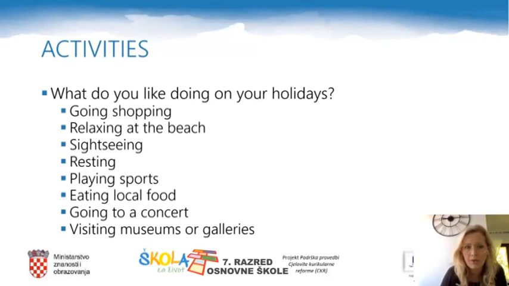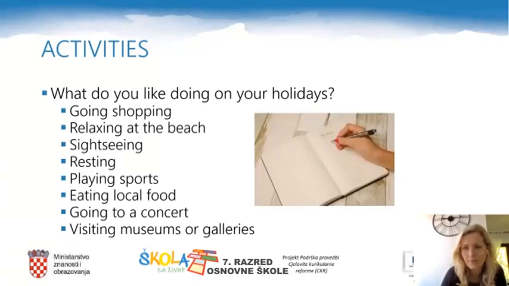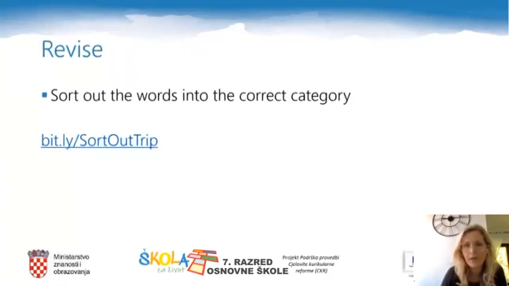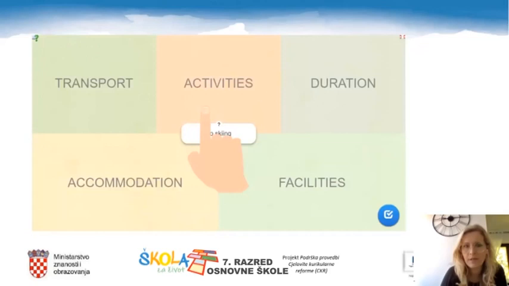You can either order these activities from the one you like best to the one you like the least, or you can make your own list. To practice the vocabulary we have just learned, you're going to do a sort out activity. You can pause the video now and copy the link to your device. In the activity, you have to sort the given words into 5 categories: transport, activities, duration, accommodation, and facilities.